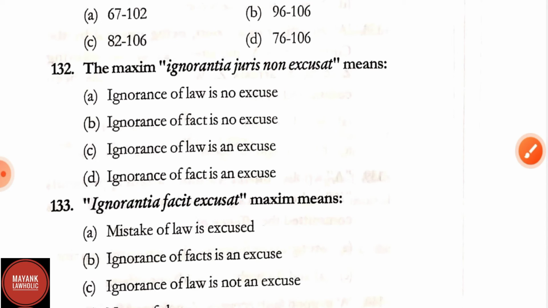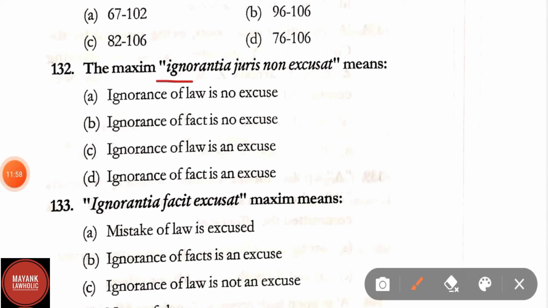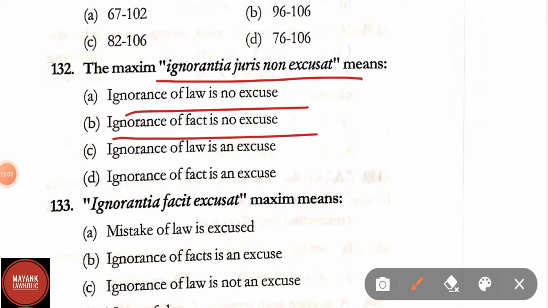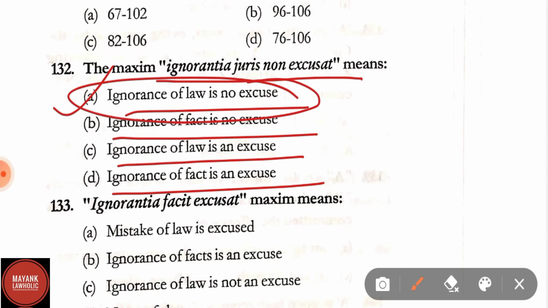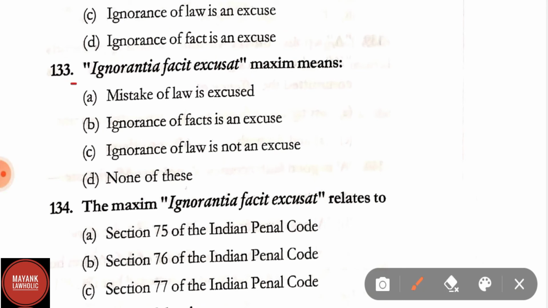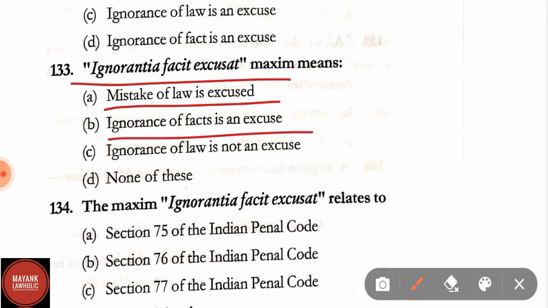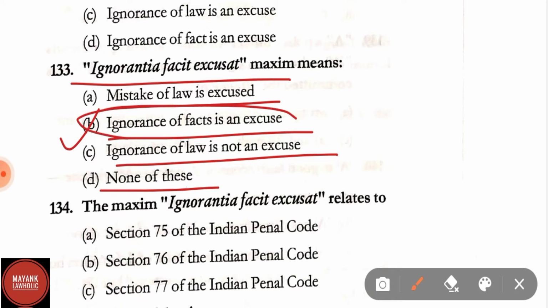Question number 132. The maxim ignorantia juris non excusat means: ignorance of law is no excuse, ignorance of fact is no excuse, ignorance of law is an excuse, ignorance of fact is an excuse. Correct answer is option A, that is ignorance of law is no excuse. Question number 133. The maxim ignorantia facti excusat means: mistake of law is excused, ignorance of fact is an excuse, ignorance of law is not an excuse, none of these. Correct answer is option B, that is ignorance of fact is an excuse.